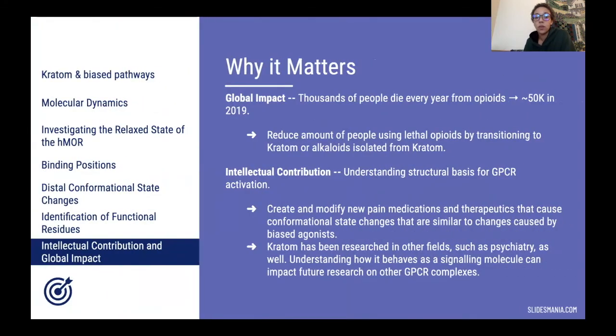So, thinking about why this matters, thousands of people die every year from recreational use of opioids, whether that's being addicted from having prescription opioids prescribed to you and then switching over to recreational ones. Whatever the case may be, a lot of people die from them every year. So reducing the amount of people using opioids that have a greater risk of fatality would be very beneficial. And moreover, we need to understand a structural basis of GPCR activation better, and I believe that computational simulations could better inform that.